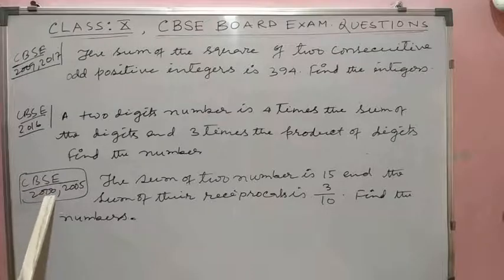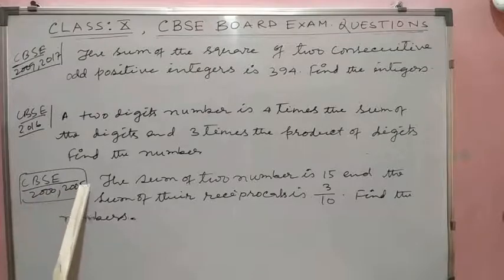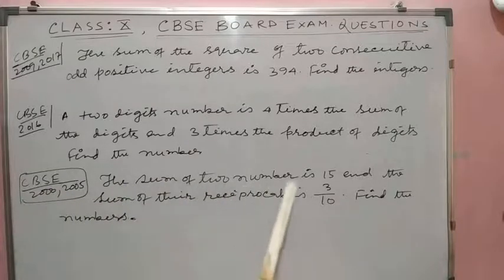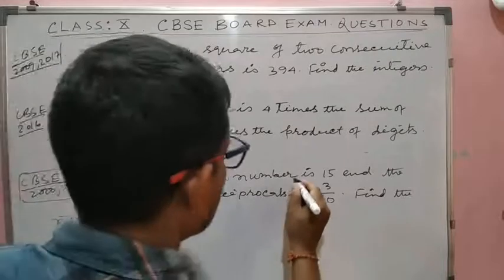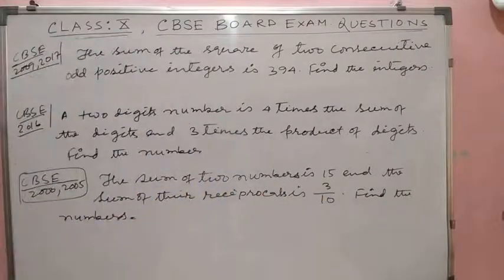Next, CBSE 2000 and 2005. Here it is given the sum of two numbers is 15, and the sum of the reciprocals is 3 by 10. Find the numbers. So these 3 questions are given for homework.